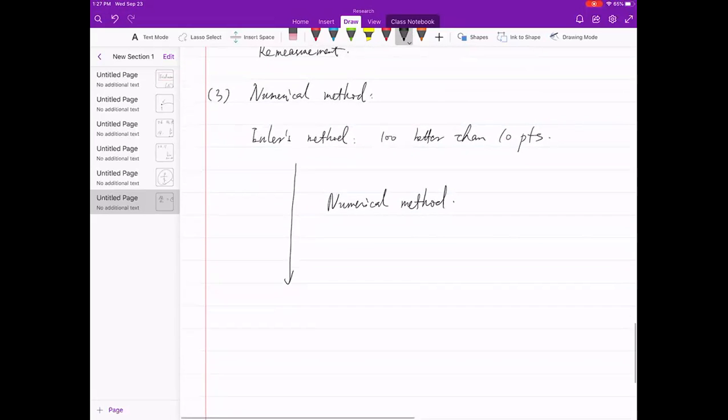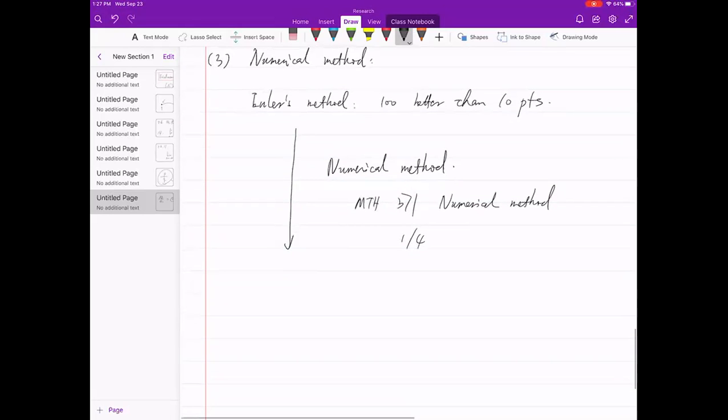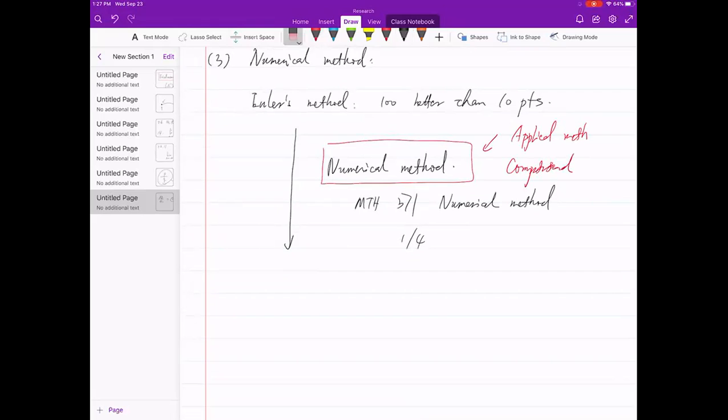Okay, if you're interested, there is a class called MTH-371 numerical methods offered in spring. And one quarter of that class is going to be about how to solve differential equations using a computer. You will be able to experience all kinds of methods and see which one is the best. If you are thinking about going to graduate school in applied math and computational physics, this is definitely the class you want to take. And this may very well be a really nice research direction. So just keep in mind, numerical method is a huge research area. And for applied math people, and also computational physics, this may be your career.